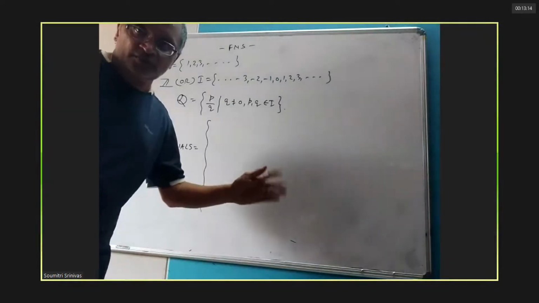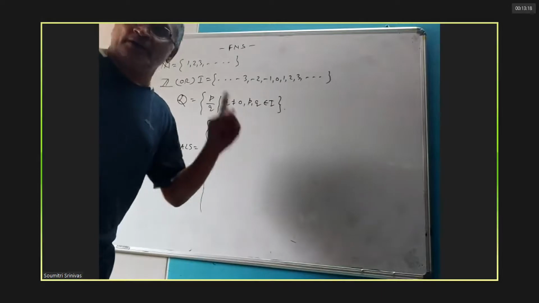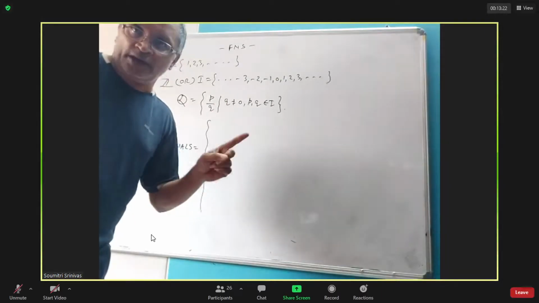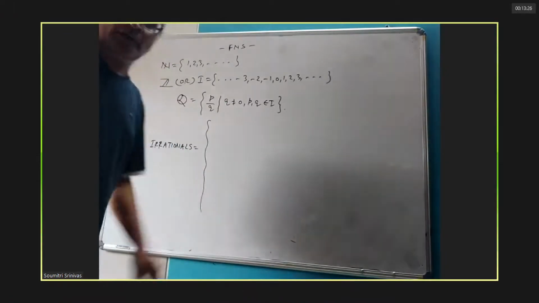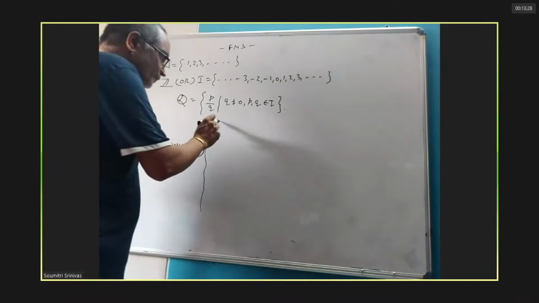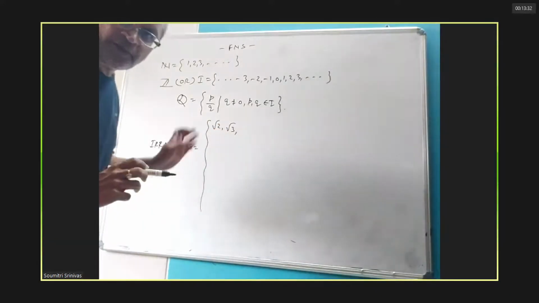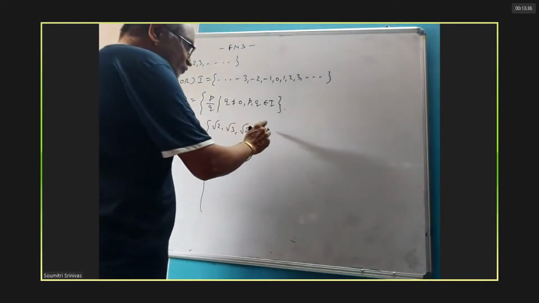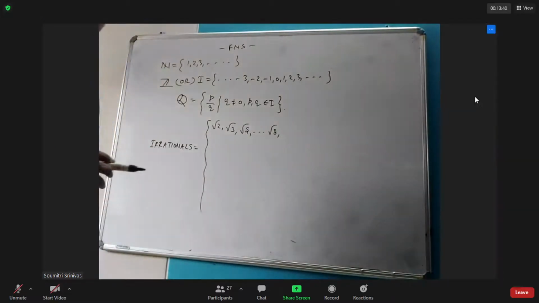Irrationals. What are these imperfect numbers? Square root of 1 is 1. Therefore, 1 is a perfect number. Root 2, root 3, root 4 is 2. Perfect number. Root 5, root 6, root 7, root 8, root 9. Root 9 is 3.